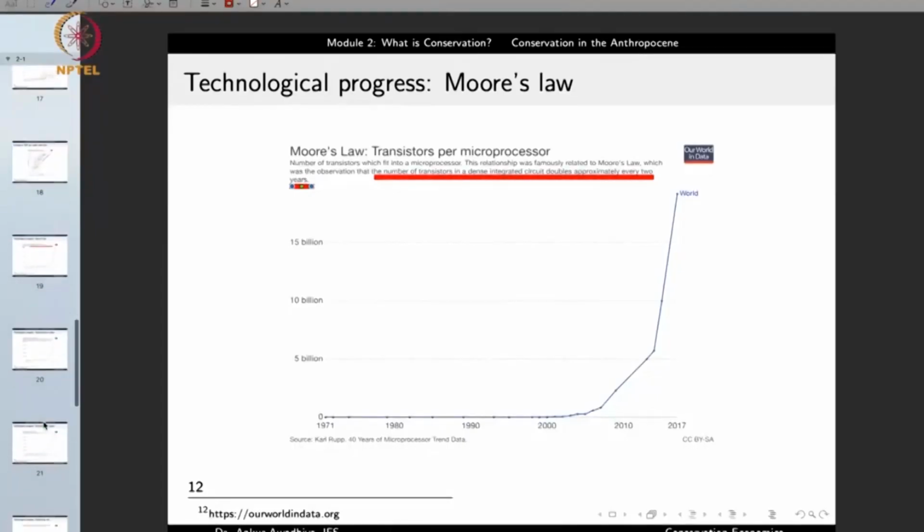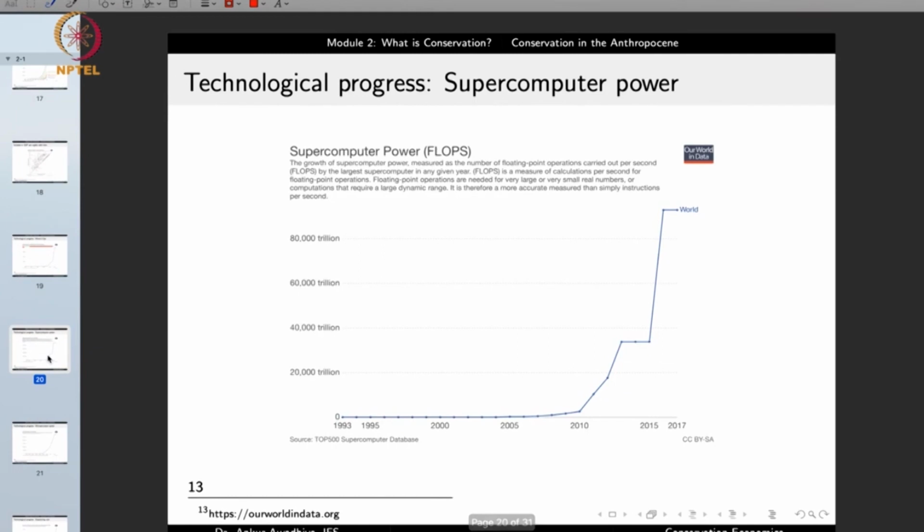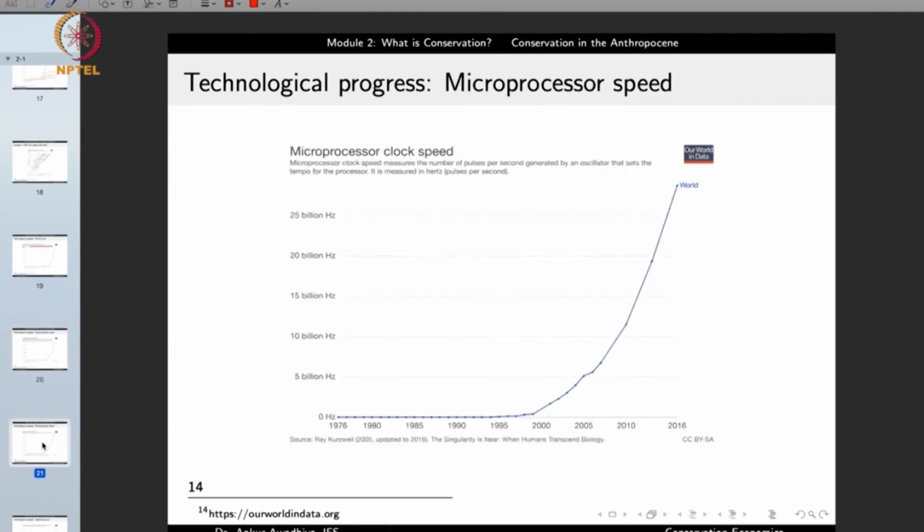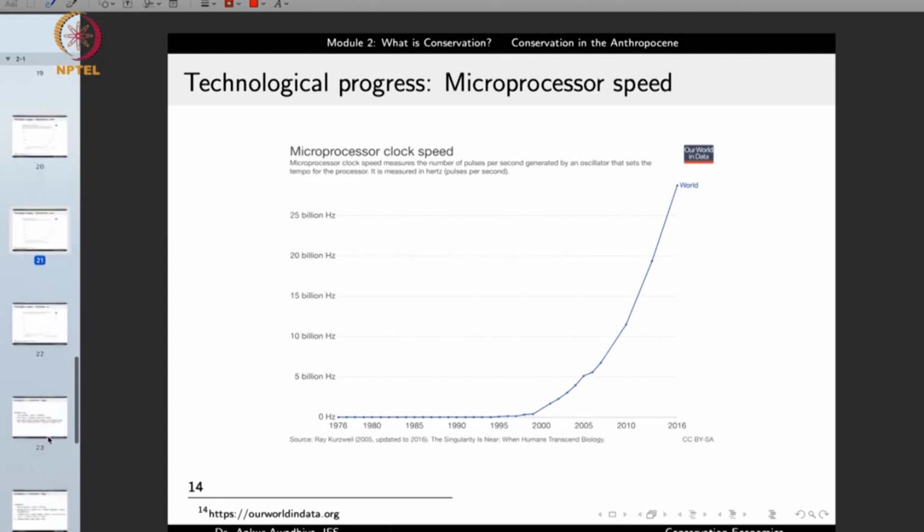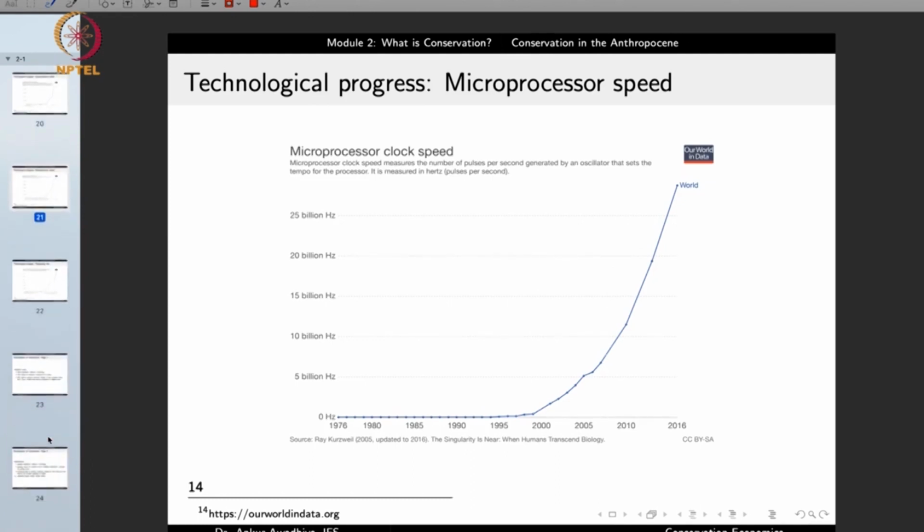Other indicators include things such as the supercomputing power that we have. So if we make a plot of the supercomputing power in terms of flops, we'll find that here again we see a roughly exponential increase. Increases in the microprocessor clock speed are another indication of technology. Here also we are observing an exponential increase in the microprocessor clock speed with time. So T has been increasing, and this rate of increase has also been increasing with time.